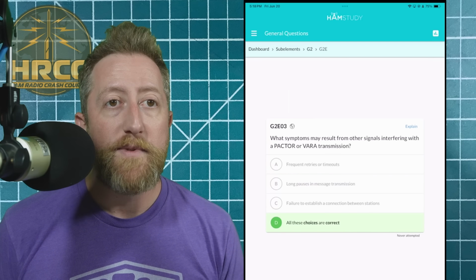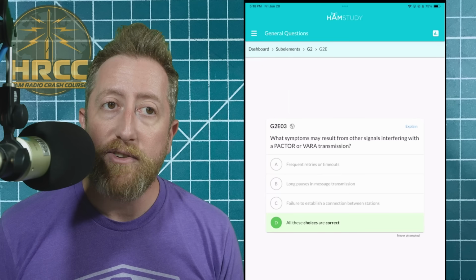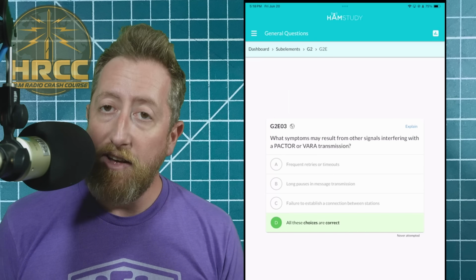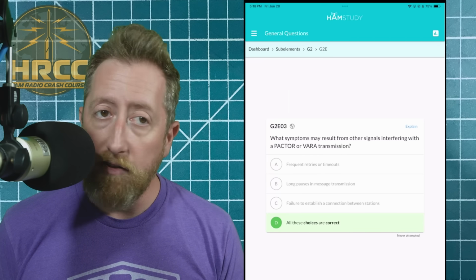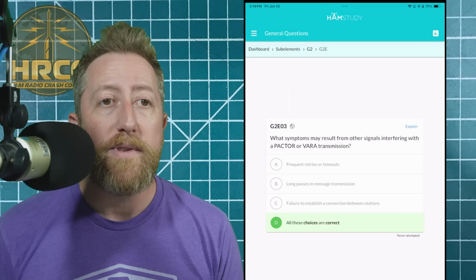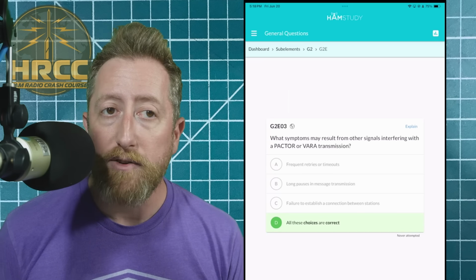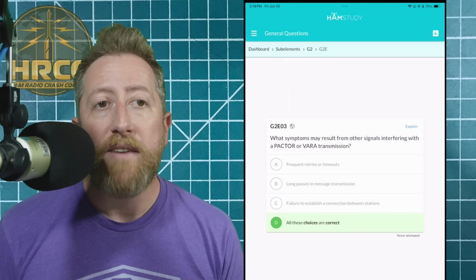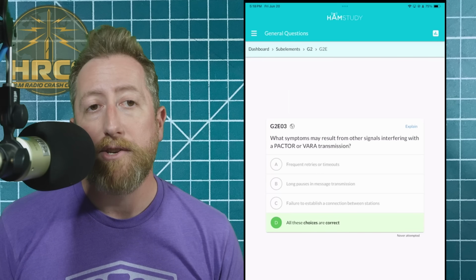3, what symptoms may result from other signals interfering with a PACTOR or VARA transmission? And another, all of these choices are correct. D, all these choices are indeed correct. There are frequent retries or timeouts, long pauses in message transmission, and failure to establish a connection between stations.